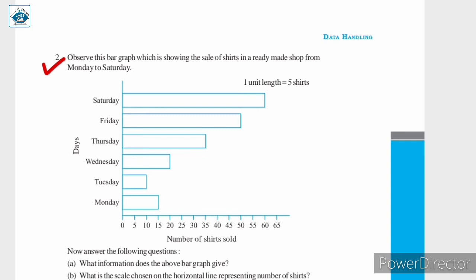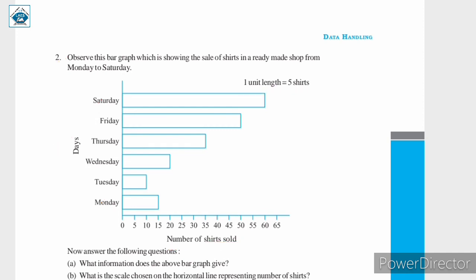Question number 2. Observe this bar graph which is showing the sale of shirts in a ready-made shop from Monday to Saturday. Here in this bar graph we are given days starting from Monday to Saturday, and it is the sale of shirts. So here we are given the number of shirts sold, and here we are given the scale that 1 unit length is equal to 5 shirts.